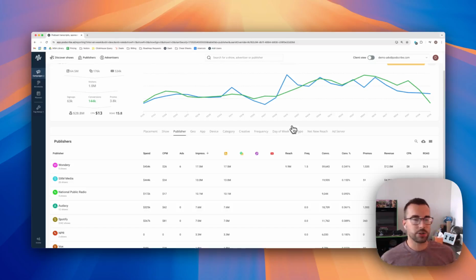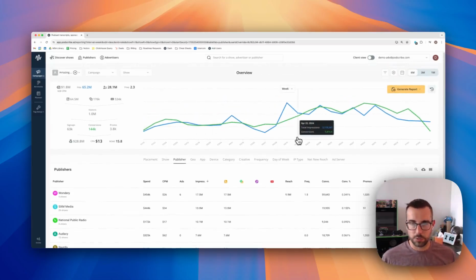We are the only attribution provider that provides this level of advanced measurement reporting that creates things that are as actionable as they possibly can be. So that is standard attribution.